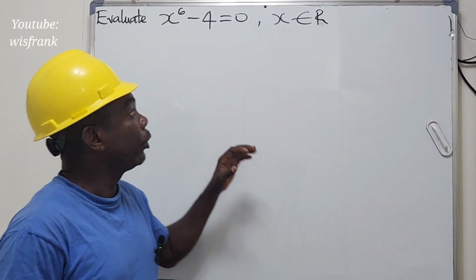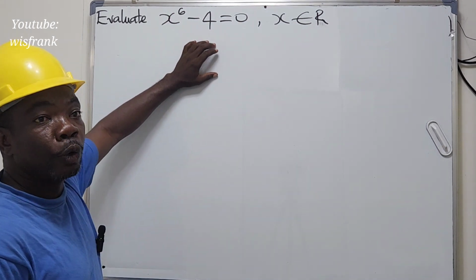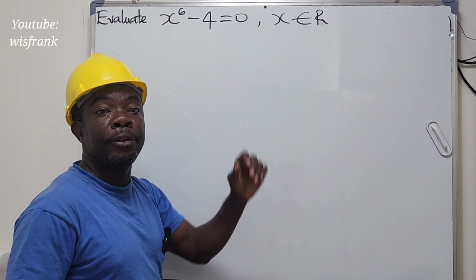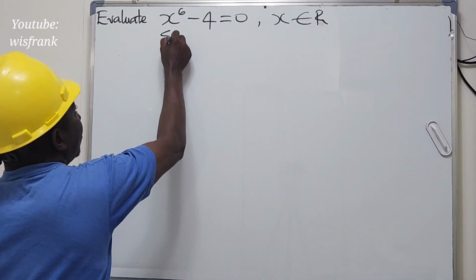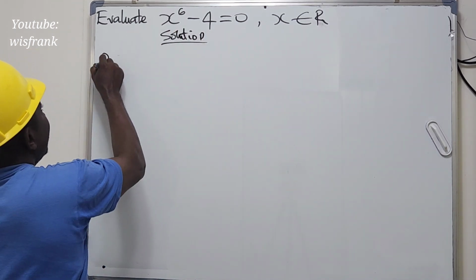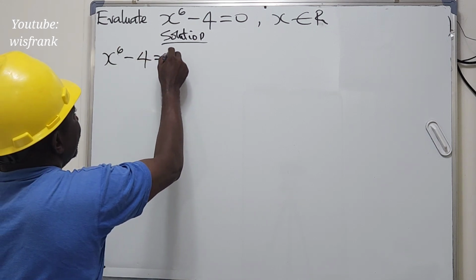For today, we are going to look at this question. It says evaluate x to the power of 6 minus 4 equals 0, where the solution of x will contain real numbers. So we are going to find the value of x from the given equation. Here we are given x to the power of 6 minus 4 equals 0.